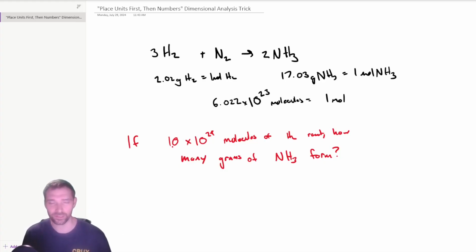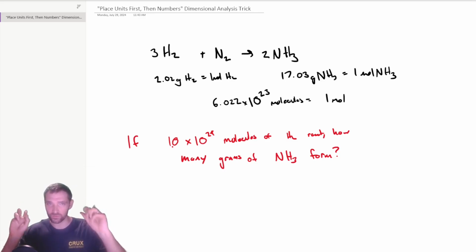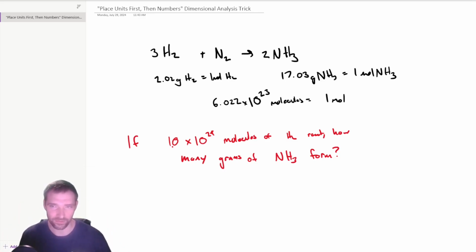Hi, my name is Andrew McLaren, and I want to help you with dimensional analysis using a trick that I like to call place units first, then numbers. This could apply to any science, but I'm going to use a chemistry example here.